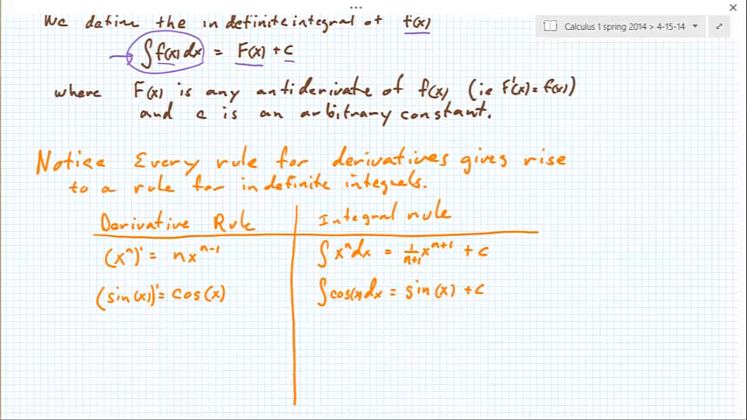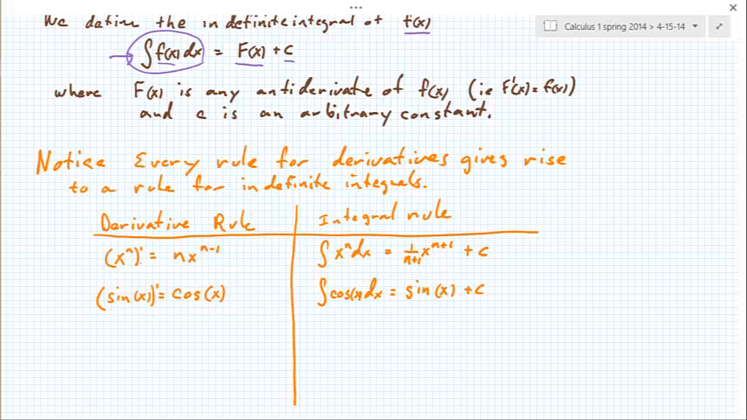So here's something you may have thought of already, but every rule for derivatives gives rise to a rule for indefinite integrals. So for example, the power rule. The power rule, we know, allows us to take the derivative of any power of our variable, any power of x. And it's a simple rule. The derivative of x to the n is n x to the n minus 1.